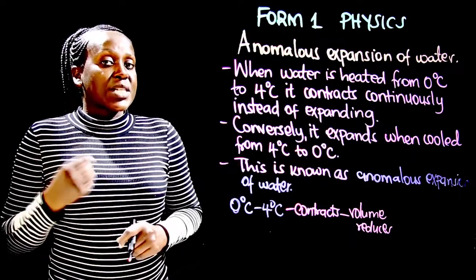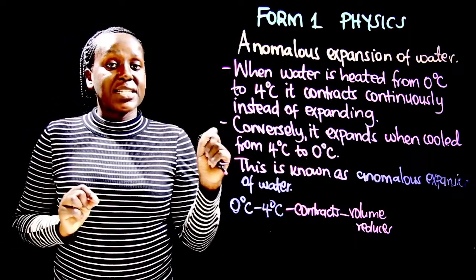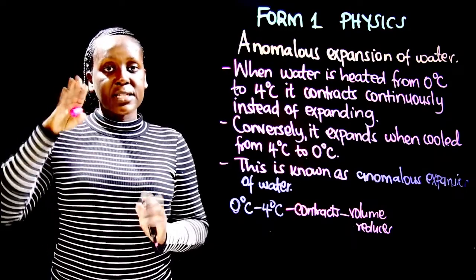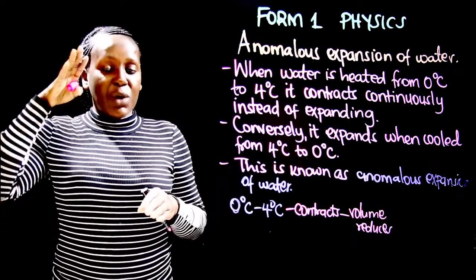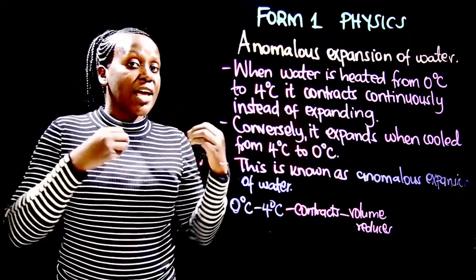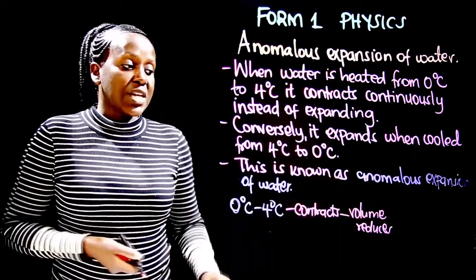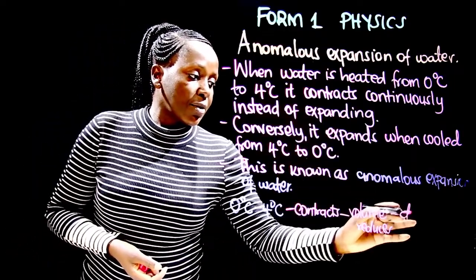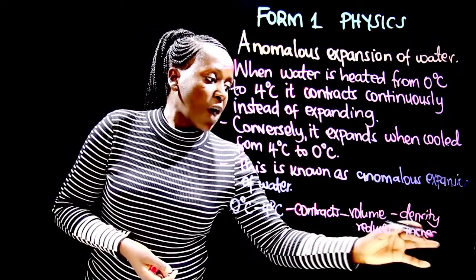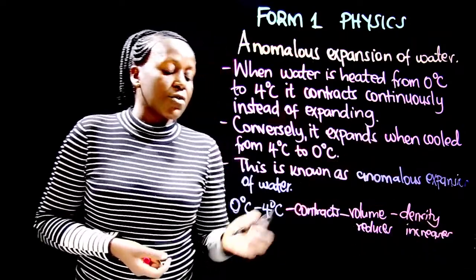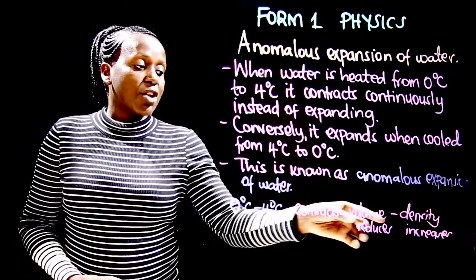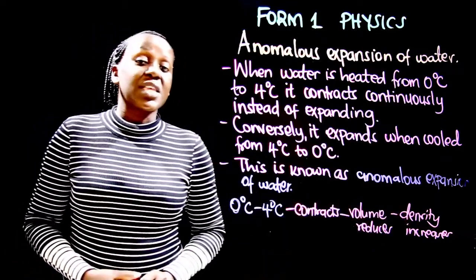Now remember that we said that volume and density are inversely proportional, meaning when one increases, the other one decreases. And when one decreases, the other one increases. And it is volume that has an effect on density. So when volume reduces, then the density increases, okay? The density increases. So as we heat water from 0 degrees Celsius to 4 degrees Celsius, it contracts. The volume reduces and the density increases.